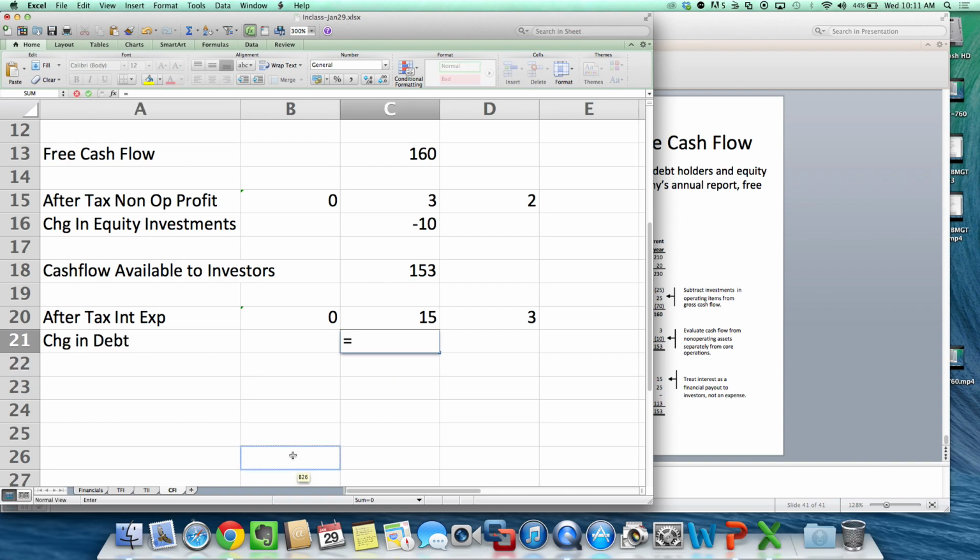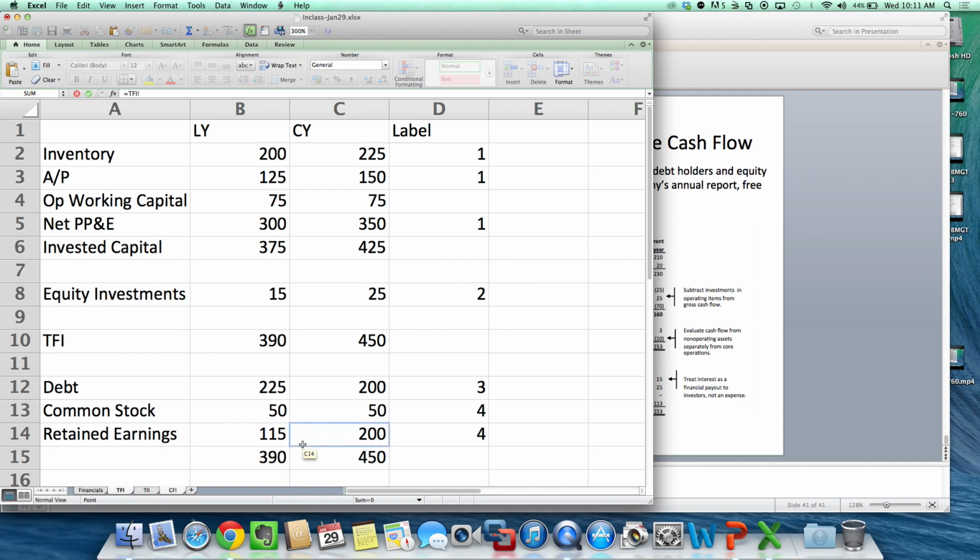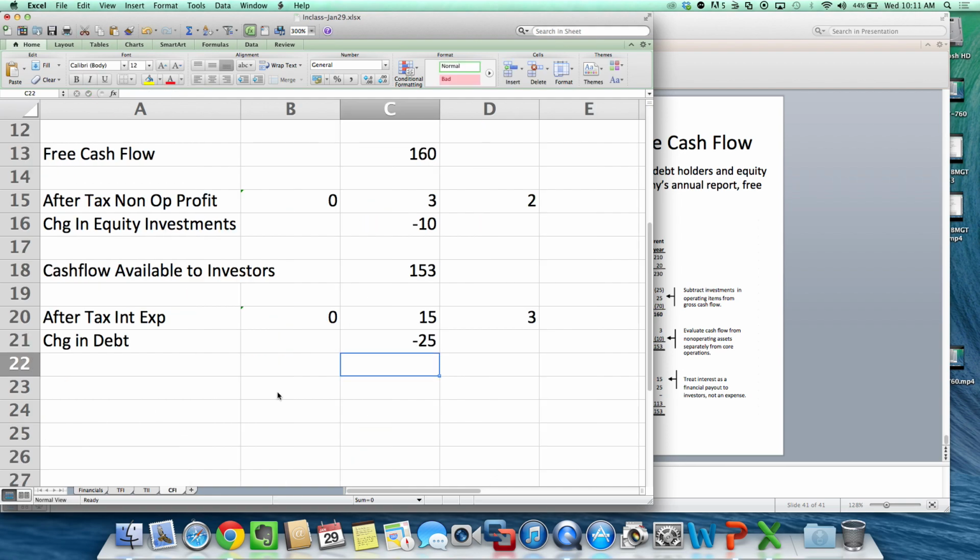My debt went from 225 to 200. I paid off 25 of debt. Positive or negative number? Should be a positive number, so I'd have to flip the signs. Payouts are positive. I paid out. Where'd it go?